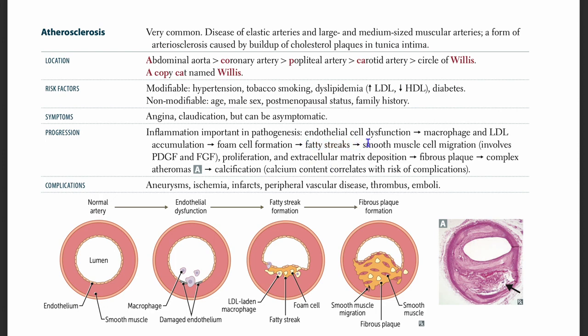I hate that. Okay, smooth muscle cell migration involves PDGF and FGF. You have then proliferation of the smooth muscle and extracellular matrix deposition. Right, so all of this will cause fibrous plaque. Complex atheromas, calcification, and calcium content correlates with risk of complication. The first cell that comes is the macrophage, okay, not the monocyte. So macrophage, and then the LDL gets taken up into the macrophage.